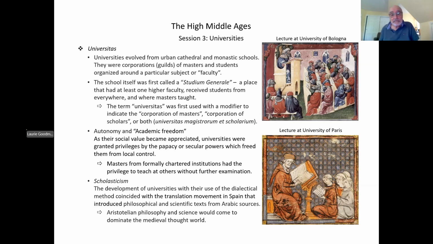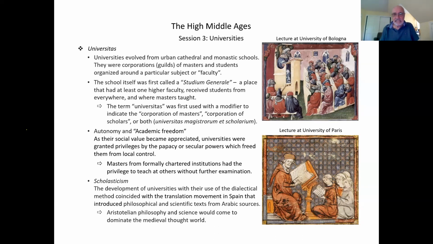And Aristotelian philosophy and science, which would come to dominate the medieval thought world, were central to that translation movement, and Aristotle in particular, because of his great system of logic, central to the dialectical method. So you wind up with this grand dovetailing of several things that are happening simultaneously.